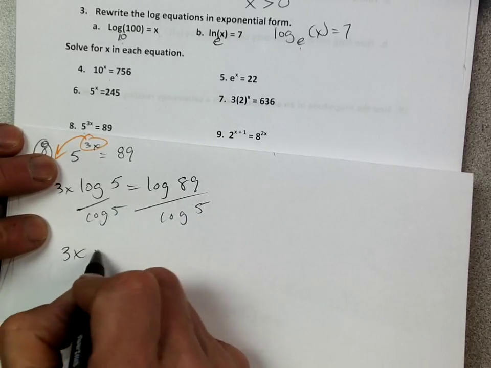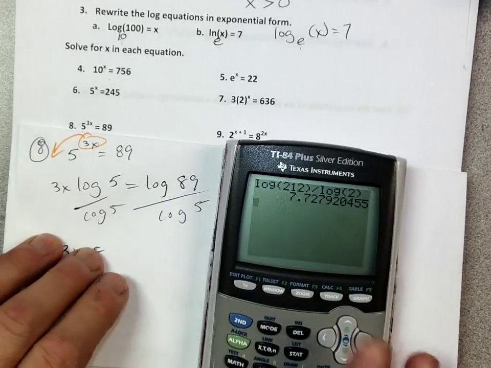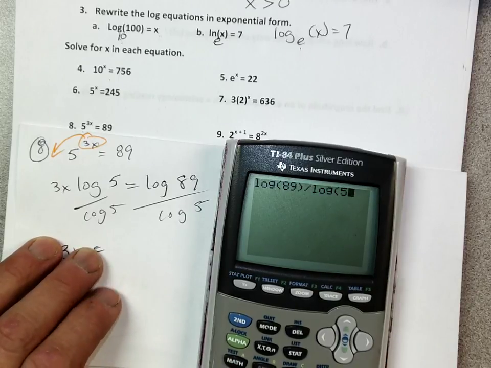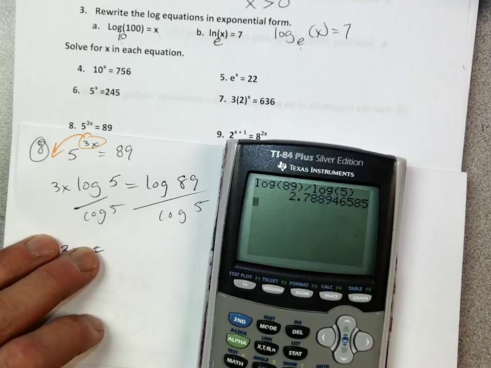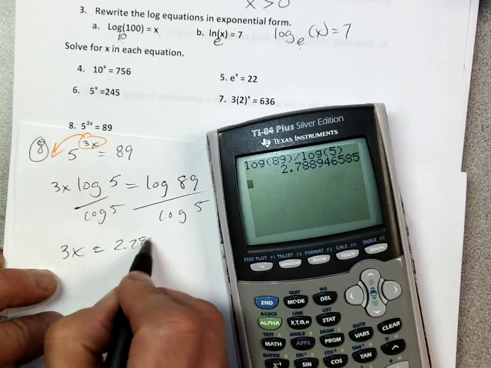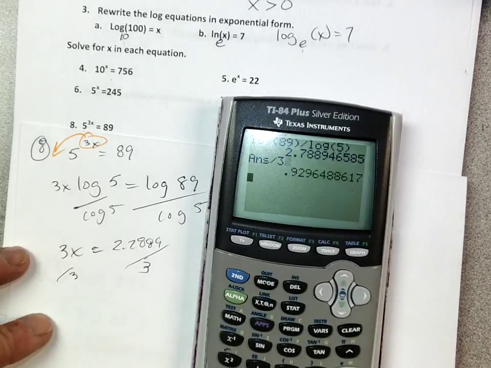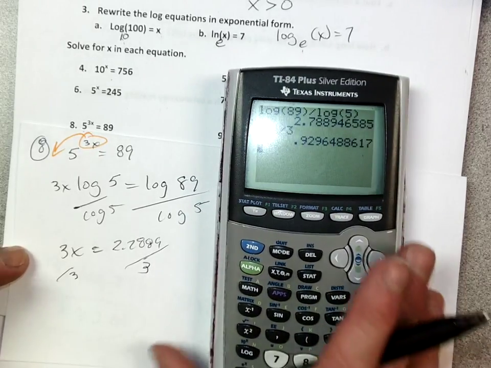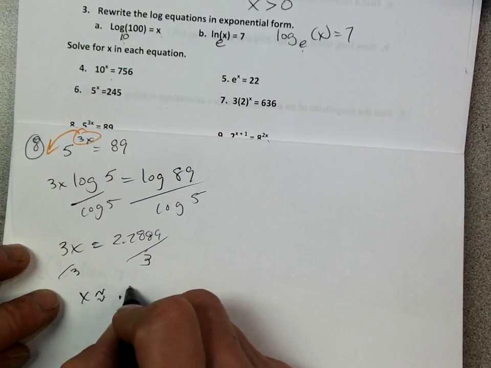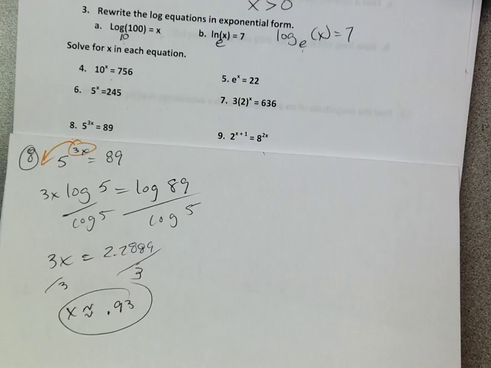So I'll have 3x equals, I don't know, let's see what this is equal to. Okay, clear. Let's go log 89 divided by, close parentheses, log 5, close parentheses. I get an answer about 2.7889, but I'm going to keep that in my calculator because I'm going to divide by 3 next. So 2.7889, but divide by 3, right? Just divide by 3, and I get an answer of about 0.93. How's that? So x is approximately equal to 0.93.